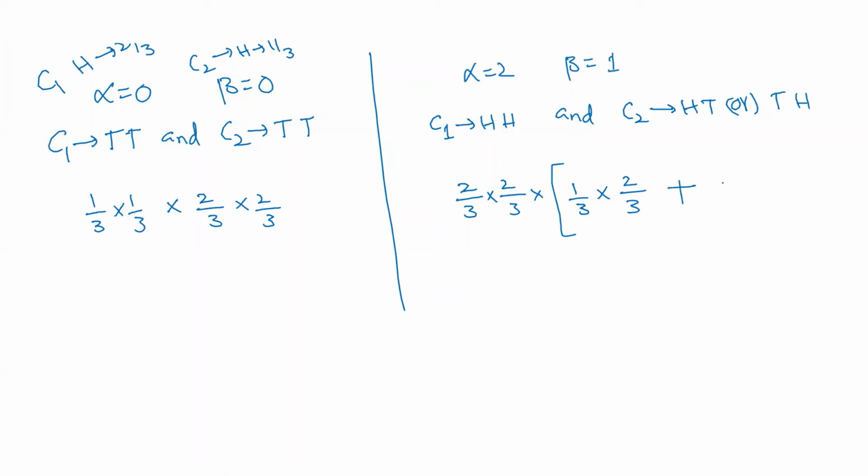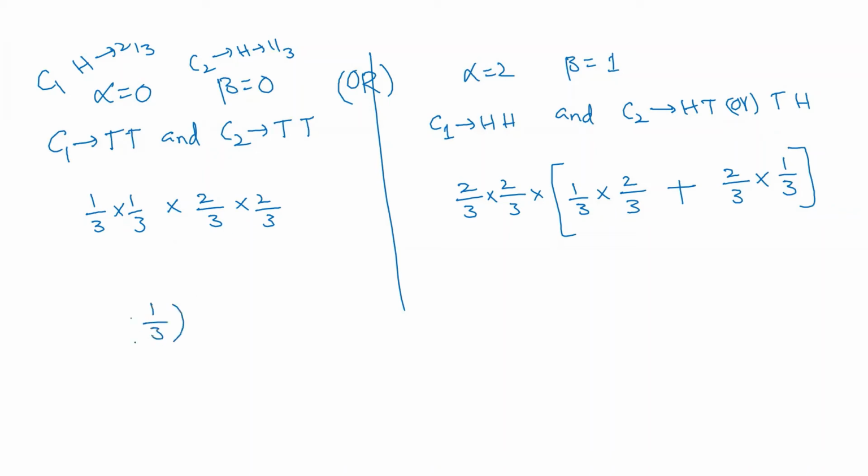And similarly, the probability of getting tails in the first toss is going to be 2 by 3, and getting heads in the second toss is going to be 1 by 3. And of course, these are the two different possibilities, so we are going to get another OR in between. So the final answer for this one is going to be 1 by 3 into 1 by 3 into 2 by 3 into 2 by 3.